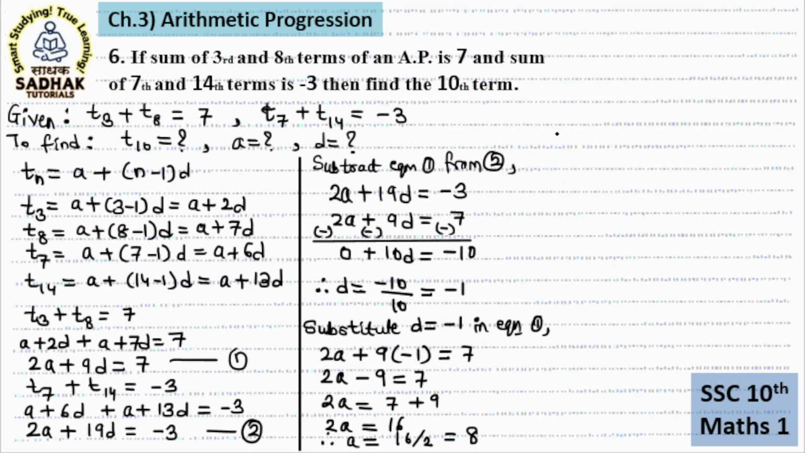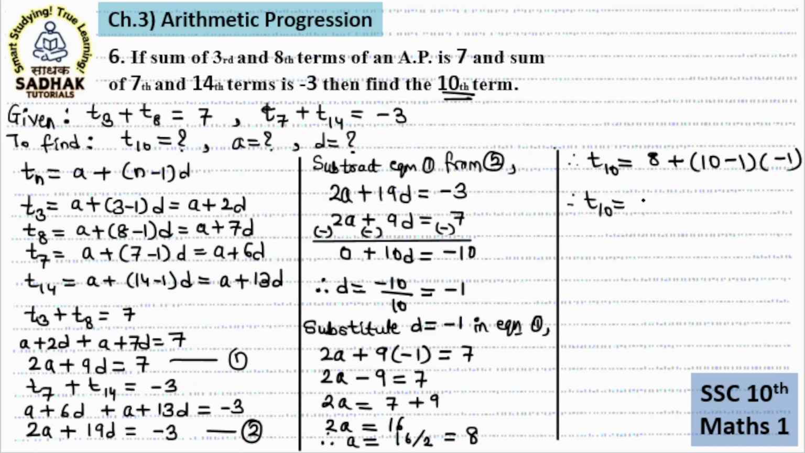Okay, now we have got what a is and what d is. So on the basis of this information, we can find the 10th term that they are asking us to find out. Therefore T10 will be a, that is 8, plus n minus 1, that is 10 minus 1, times d, that is minus 1. So T10 is equal to 8 plus 10 minus 1 is 9, multiplied by minus 1. So that will give us 8 minus 9.